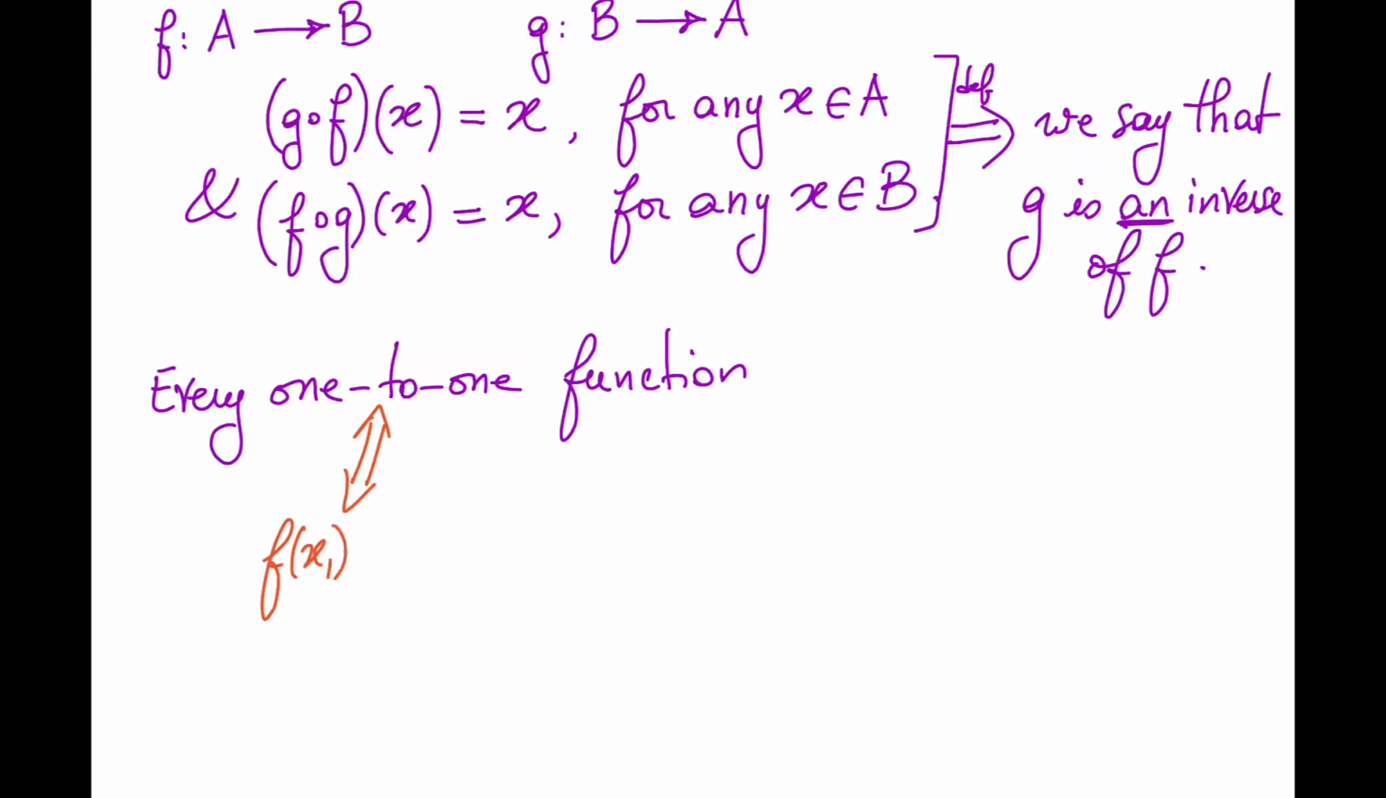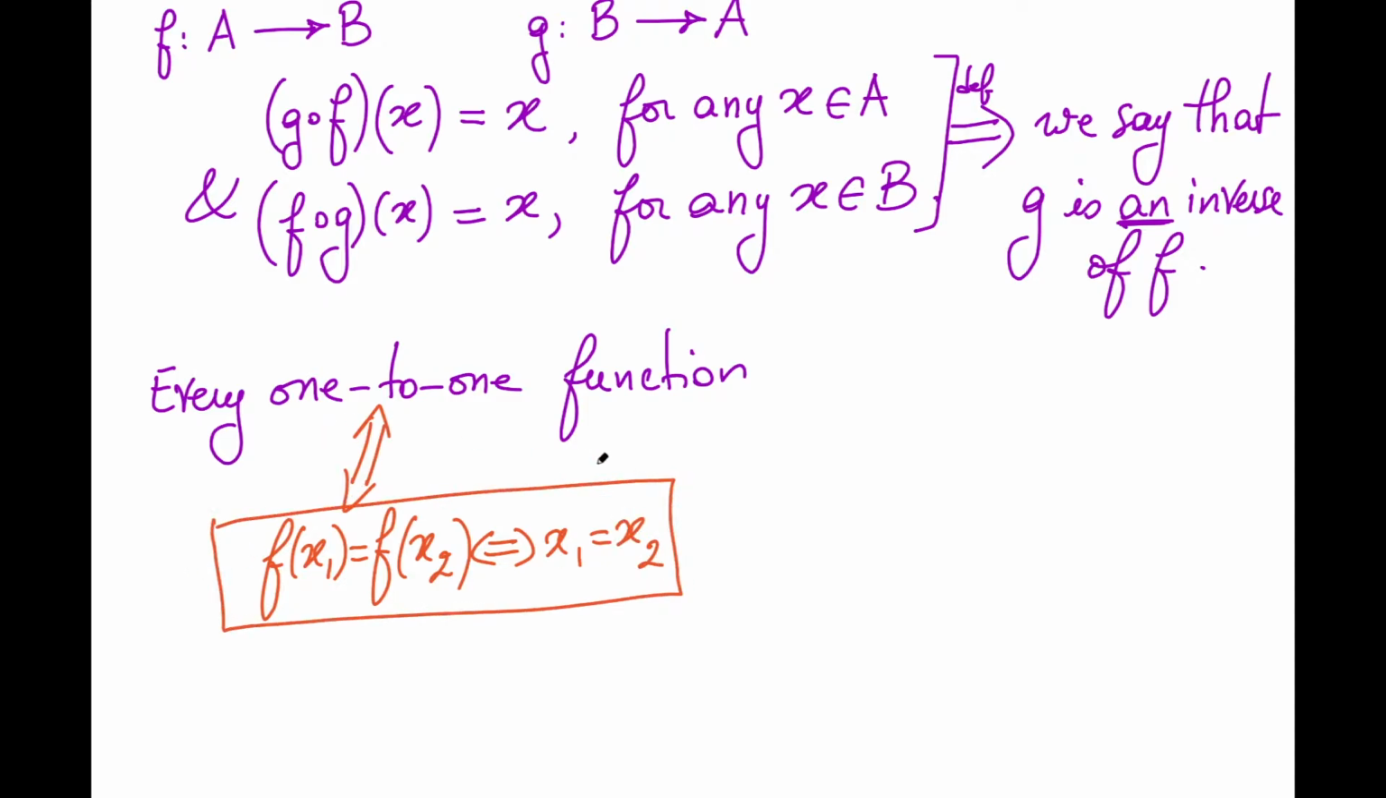f of x1 equals f of x2, if f is that function, is equivalent to saying that x1 is equal to x2. This is what a one-to-one function means. If you want to verbalize this, it means that no element in the range of the function is the image of more than one element in the domain. Or equivalently, you can say no two distinct elements of the domain of the function have the same image.